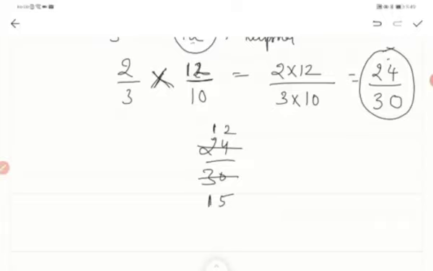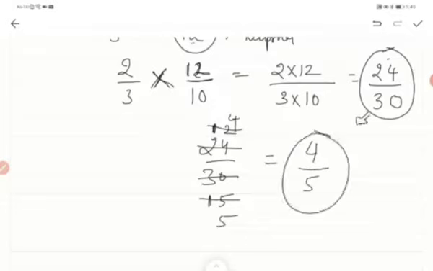Can we cut more? Yes, in the 3 table you get 12 and 15. So 3 4s are 12, 3 5s are 15. Now I can't cut further because 4 and 5 will not come in the same table. So 24 by 30 is nothing but 4 by 5. So the standard or basic form of 24 by 30 is 4 by 5.